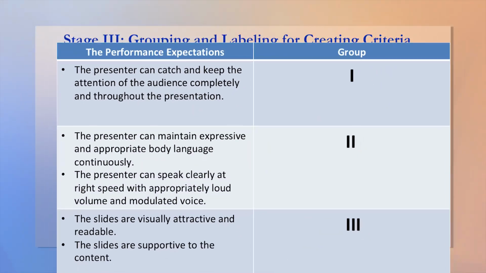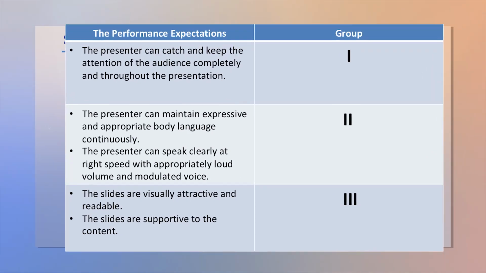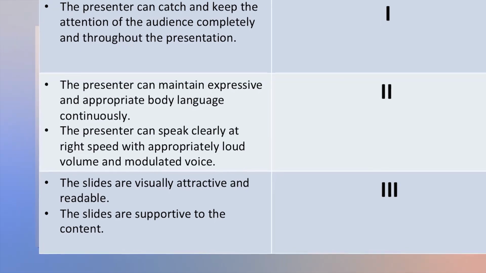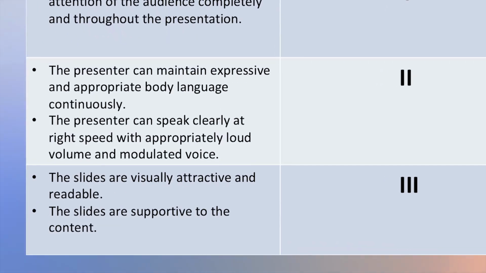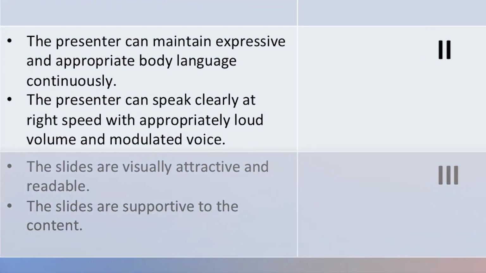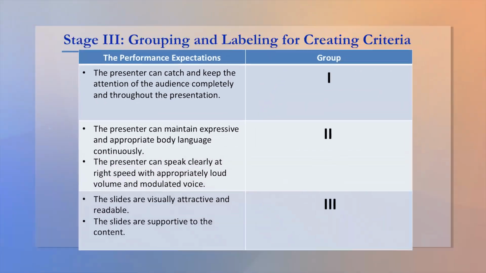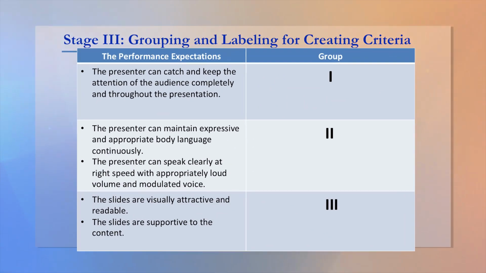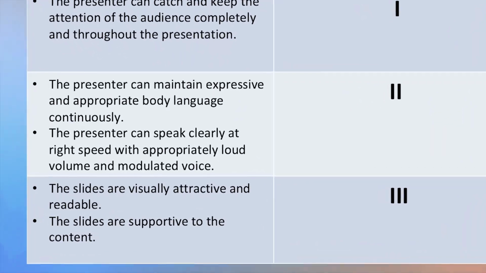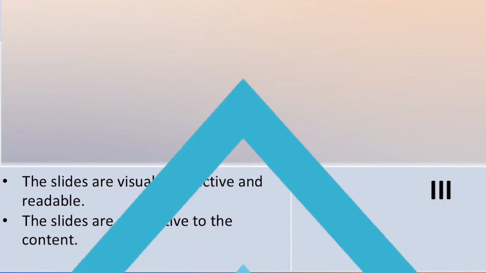The performance expectations that the presenter can maintain expressive and appropriate body language continuously, and the presenter can speak clearly at right speed with appropriately loud volume and modulated voice may be kept under group 2. The performance expectations that the slides are visually attractive and readable and the slides are supportive to the content may be kept under group 3.